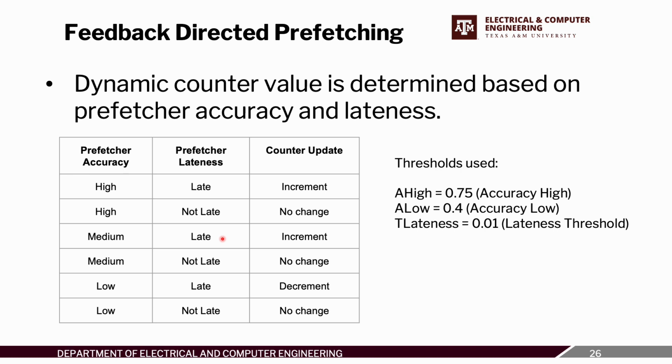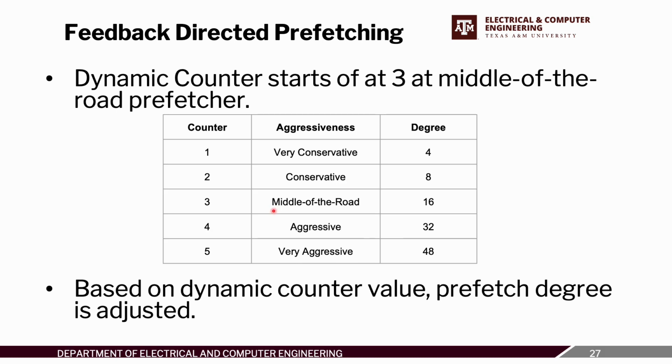The dynamic counter value initially is set to a value of 3, which is a middle of the road prefetcher, which is not too aggressive nor too conservative. Based on the accuracy and lateness, we either increment or decrement the counter. As we increment the counter, we make the prefetcher more aggressive, and as we decrement it, we make it more conservative. And based on this value, we adjust the degree of the prefetcher from 4 being very conservative to 48 being very aggressive. In this way, the prefetch degree is adjusted dynamically based on the runtime information of the prefetcher.